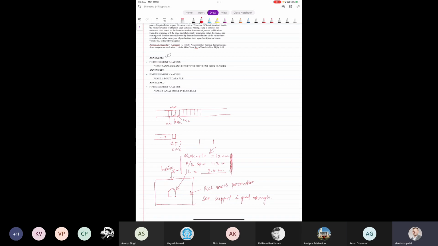If the support system is too low and because of my in situ stress is too high, what I'm going to do is I'm going to increase my shotcrete thickness. So maybe it will increase to 20 centimeter, let's say, for example, if the support is not adequate.